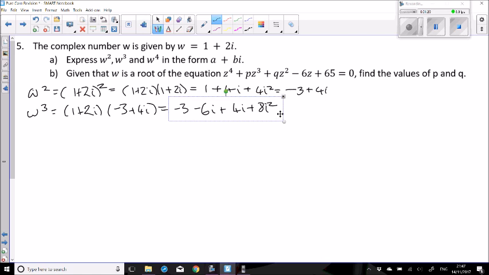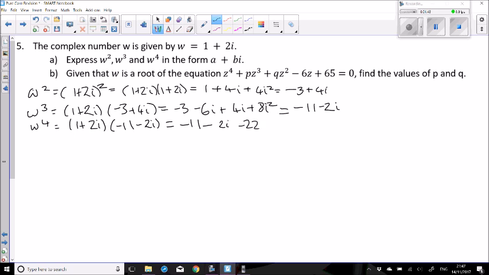I always write down the i squared, so it's very easy to get the signs wrong if you don't. So that's take away 8, so that's -11, and take away 2i. Similarly for w to the 4, so that's w cubed times another 1 plus 2i, so -11, take away 2i, take away 22i, take away 4i squared, so it's going to be plus 4, so -11 plus 4, -7, take away 24i.